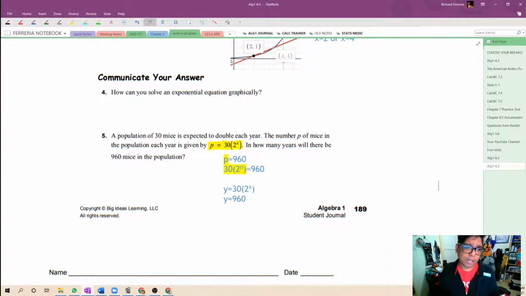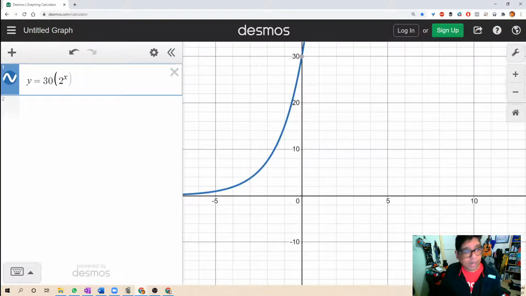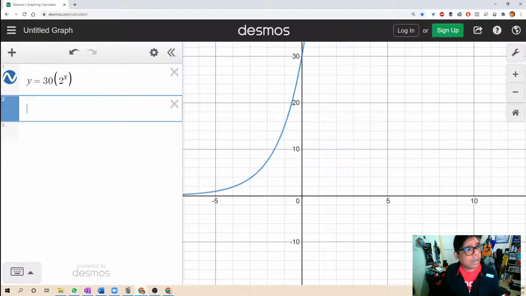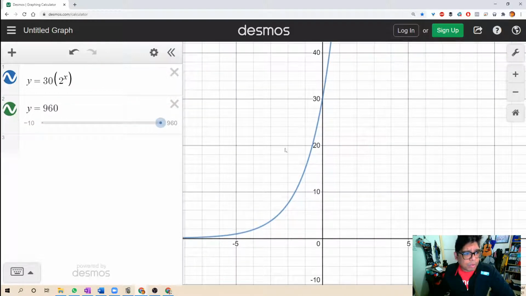So let's take it over to Desmos. We'll just type in our equations. y equals 30 (2 to the x power). Okay, that looks good. And then the next one, y equals 960. And I say, what happened here? I don't see that second curve. It looks like it's supposed to be green, but I don't see a green line. And then you realize, this is 960, and I'm only at 40 here. So I've got to get up to 960.